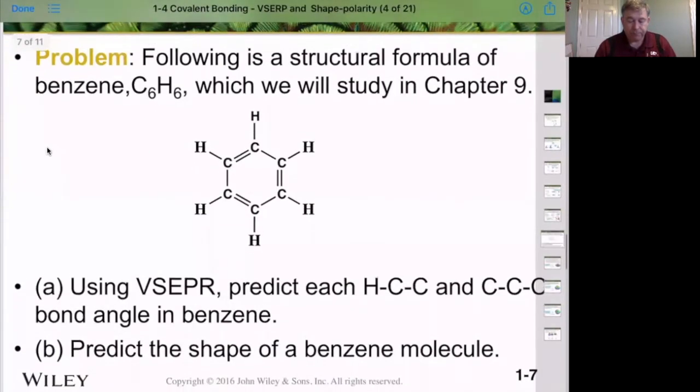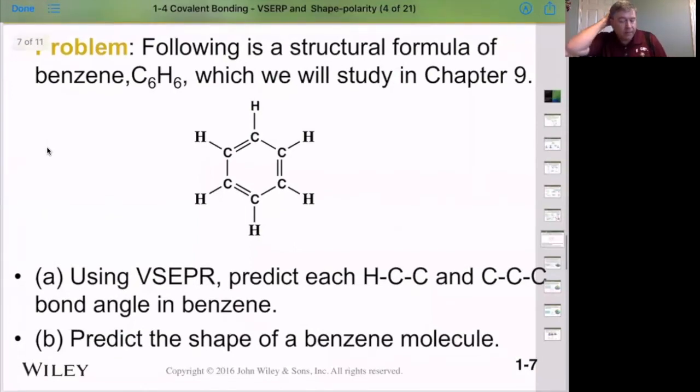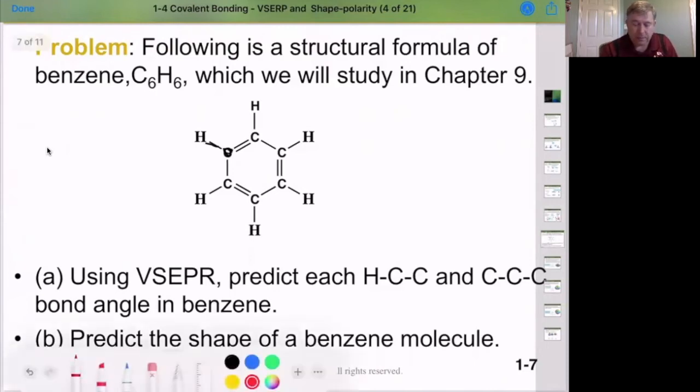So let's go ahead and think about this molecule here. We're going to study this in chapter 9. However, if we just take our valence shell electron pair repulsion theory, we should be able to figure out exactly what all these different angles are. So if we look at this immediately, we want to say, okay, individually, this carbon has 3 things bonded to it, okay? So let me draw that in red here.